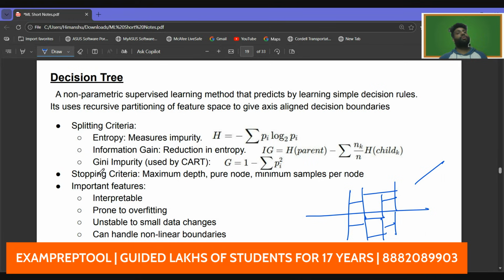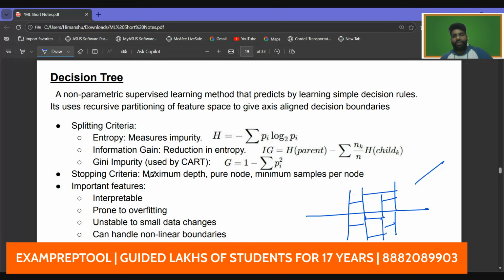What is the overall stopping criteria? When do you stop creating the further levels? There are a number of things you can do, based on which you have to decide. Maximum depth, how far you can go. Pure node: if in a node you have got all the data points belonging to one class only, you need not go further, because then you have understood that this is a pure node, and any data point which would be coming over here would be belonging to this class only.